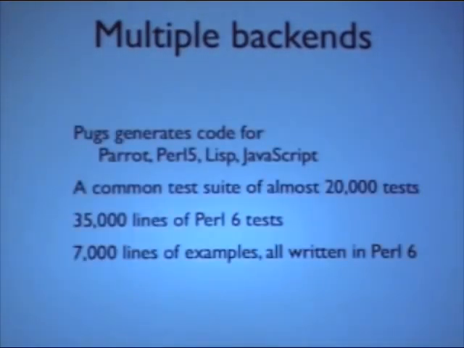Pugs generates code for Parrot, Perl 5, Lisp and JavaScript, so you can actually run Perl 5 code, not much Perl 5 code, but you can run some in your web browser, in JavaScript. Common test suite, 20,000 tests, 35,000 lines of Perl 6 tests. If people tell you there's no Perl 6 code written, 35,000 lines of tests written in Perl 6.